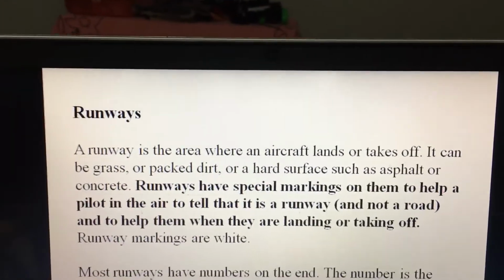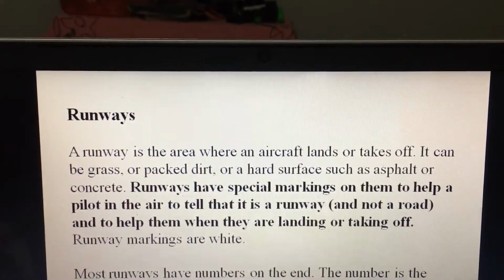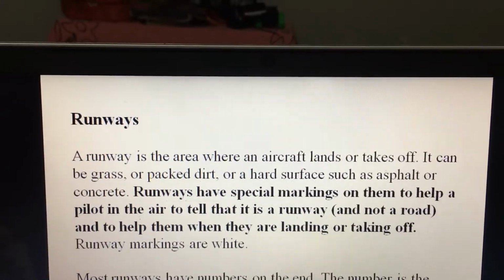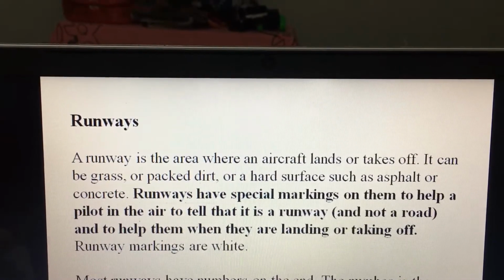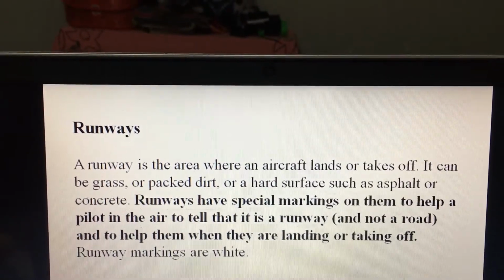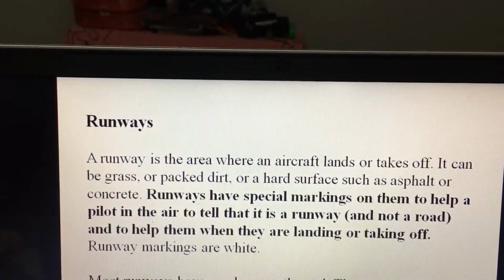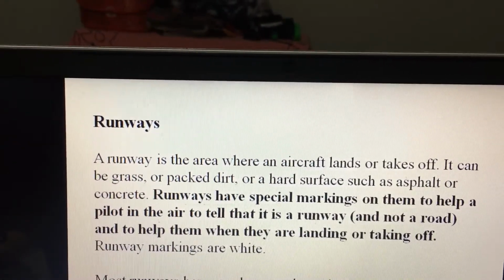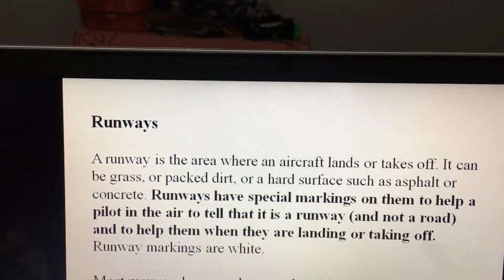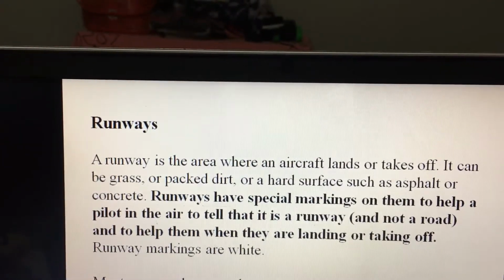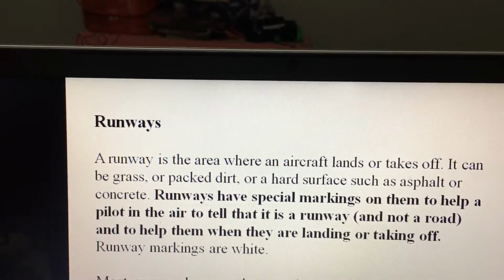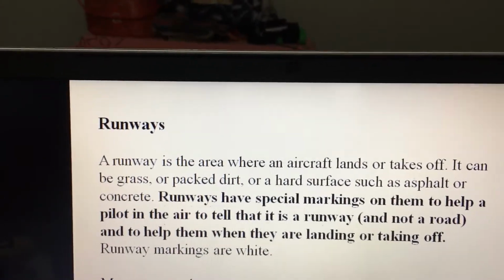First one is runway. What is runway? A runway is the area where an aircraft lands or takes off. It can be grass, packed dirt or a hard surface such as asphalt or concrete. Runways have special markings on them to help a pilot in the air to tell that it is a runway and not a road, and to help them when they are landing or taking off. Runway markings are white.